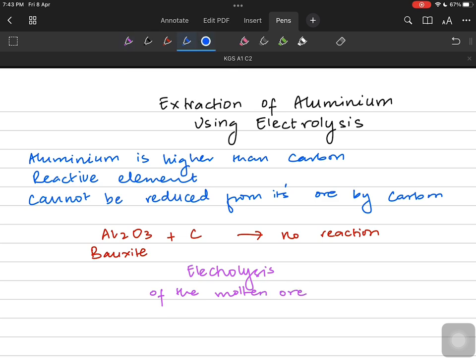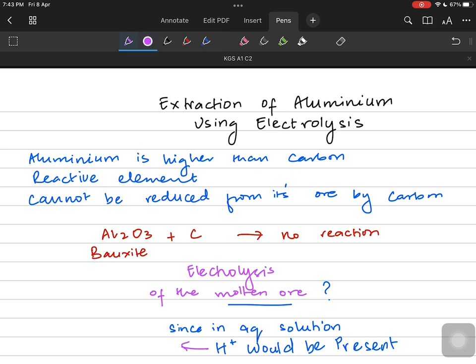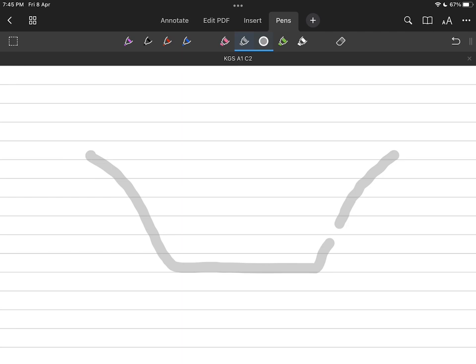The electrolysis of the molten ore occurs because if it was aqueous, it would be having hydrogen ions as well. An aqueous solution is not possible for aluminium oxide since it's not soluble, but let's suppose hypothetically you make an aqueous solution of aluminium's ore, there would be H+ ions, and since H is lower in the reactivity series, the H will reduce itself, so aluminium won't be reduced even then.